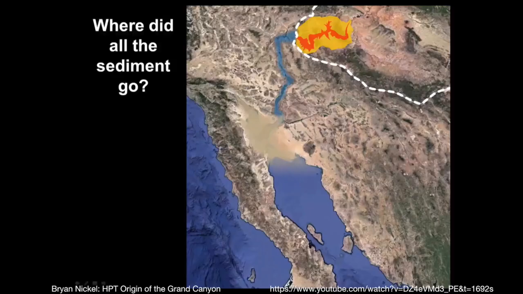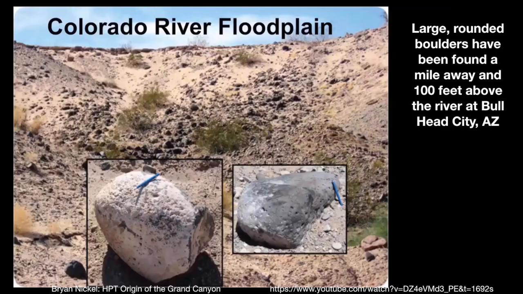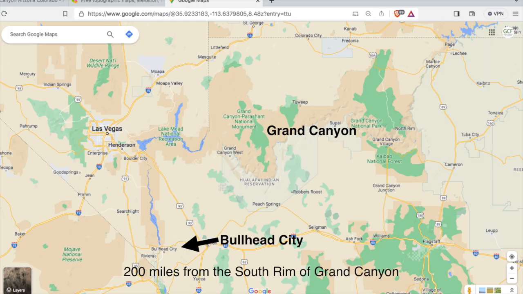Plus, it was coming down with so much force that it went way out into the Gulf of California. A lot of it went way out there, it had so much momentum. And they found large rounded boulders a mile away, 100 feet above the river at Bullhead City. This is Bullhead City, 200 miles from Grand Canyon. So, how does that happen?